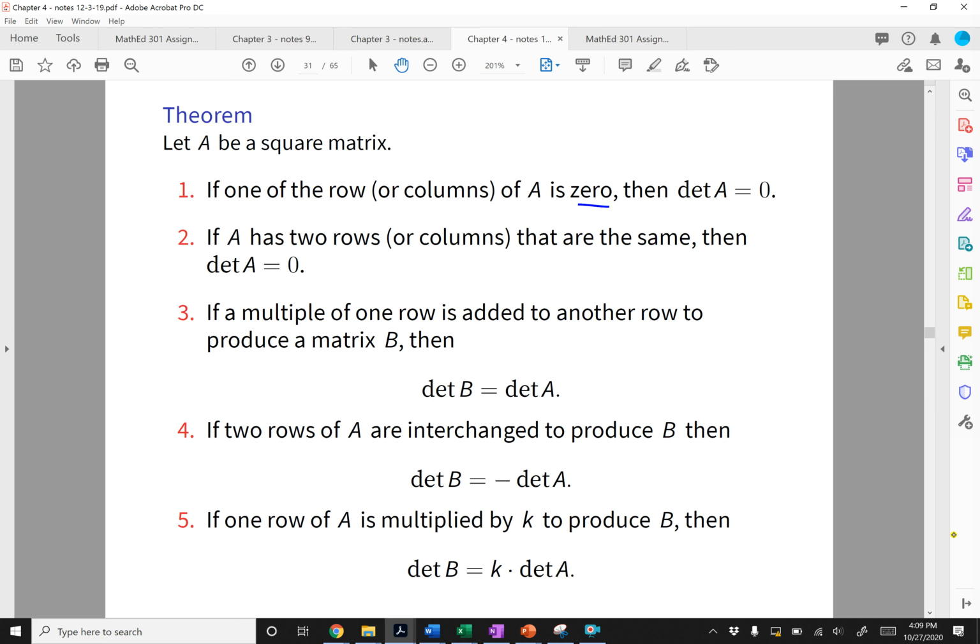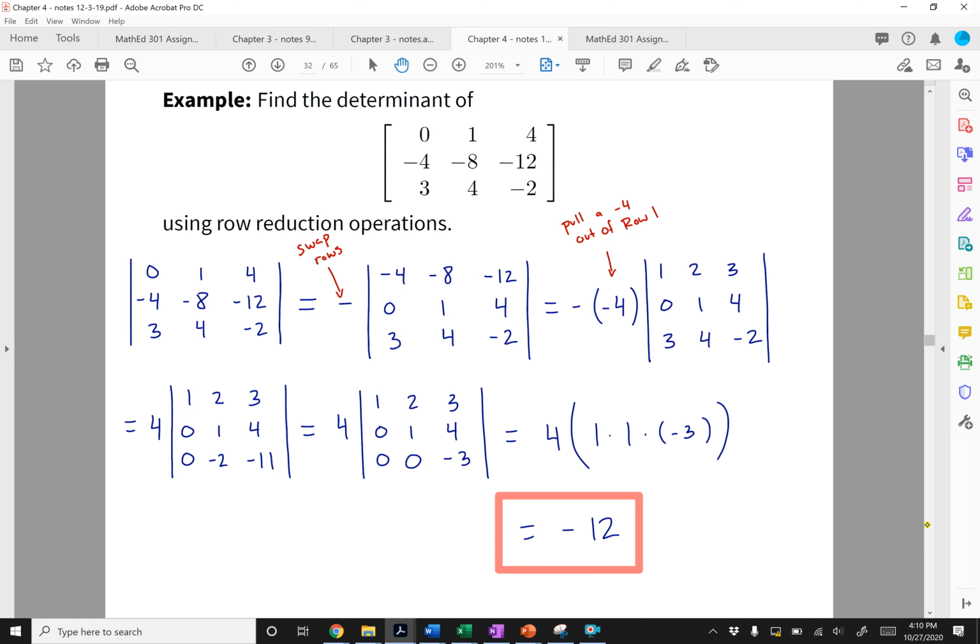of A is 0. So if a multiple of one row is added to another row to produce a matrix B, then the determinant of B is the same as the determinant of A. That does not change the determinant. If 2 rows of A are interchanged to produce B, then it changes the sign of the determinant. And if one row of A is multiplied by K to produce B, then you can get the determinant of B by multiplying the determinant of A, which is your old matrix, by K. So those three, we did get to all of those in both classes, but just a quick review. We will use those more later on in this video and in class tomorrow.